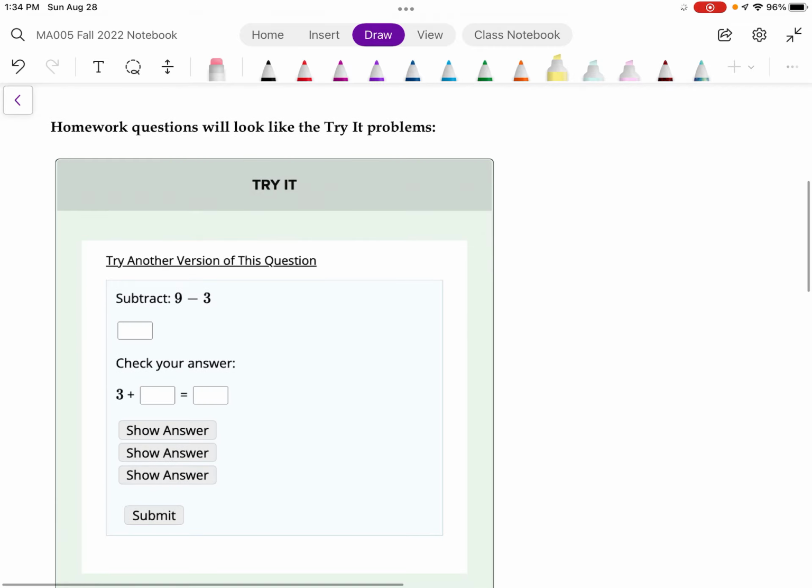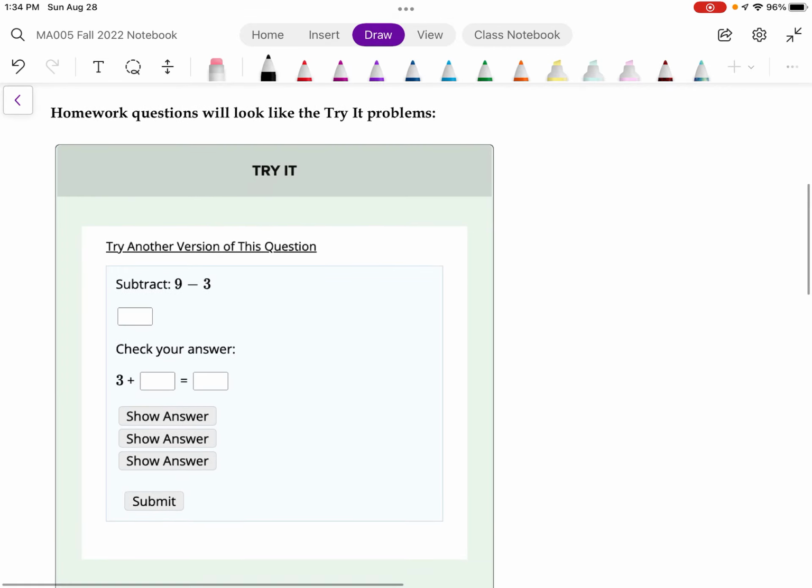All right, so homework questions are going to look very much like this try-it problem right here. I'm going to say this a lot this semester, but I really recommend you do these try-it problems before you do the homework. It will just give you more experience with the problems. So what they're asking you to do here is subtract: 9 minus 3 is 6. So you would put 6 in that box on the homework.